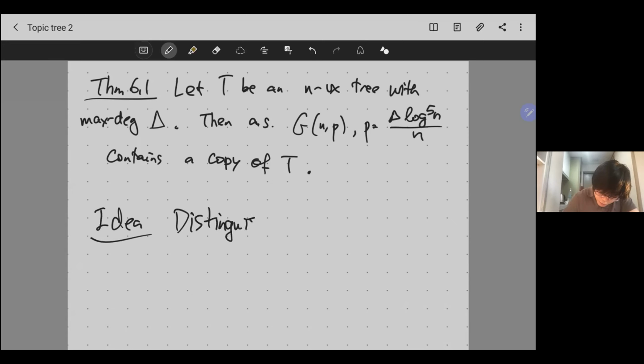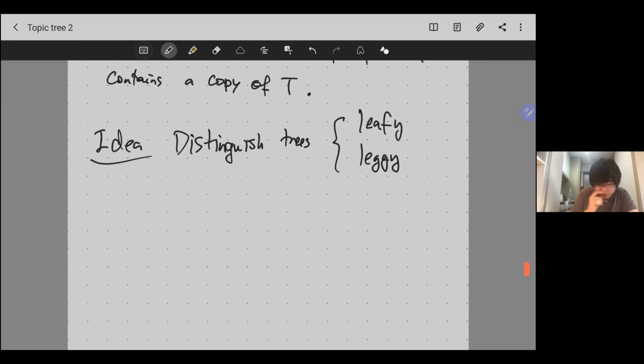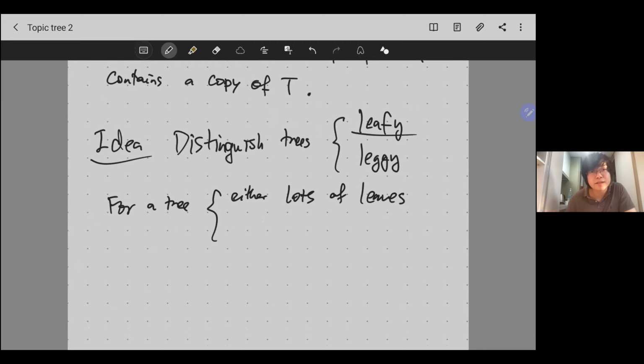We distinguish trees into two different kinds. One I call leafy, one I call leggy, okay? So it's kind of an intuitive name. What do I mean by that? It's not hard to say that for a bounded degree tree, we have either lots of leaves, this would be the leafy case, or it has lots of bare paths of long length.